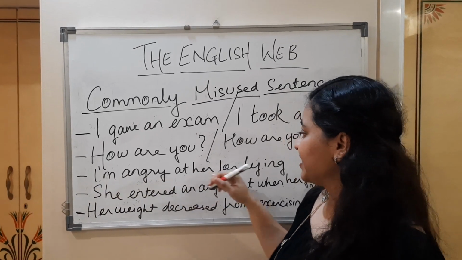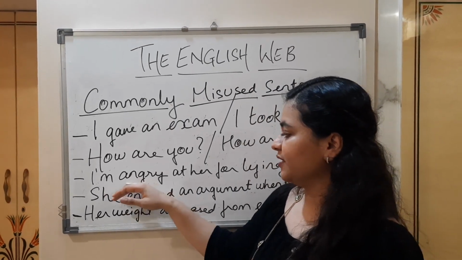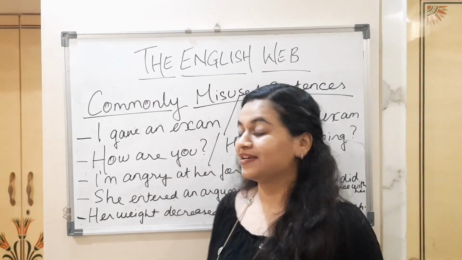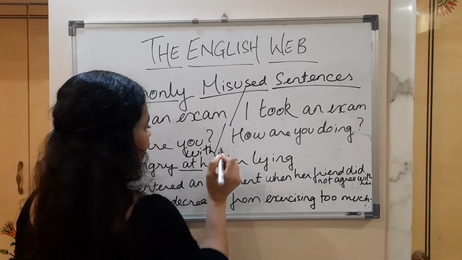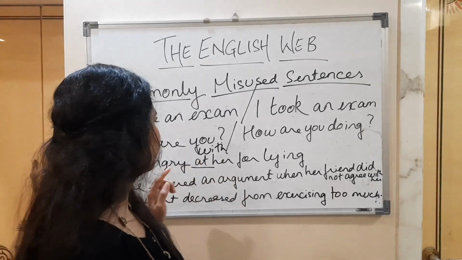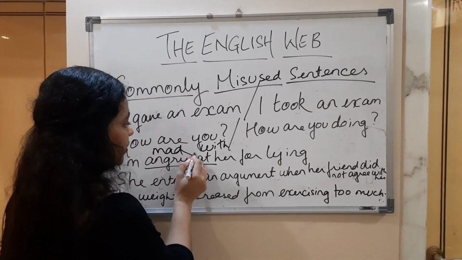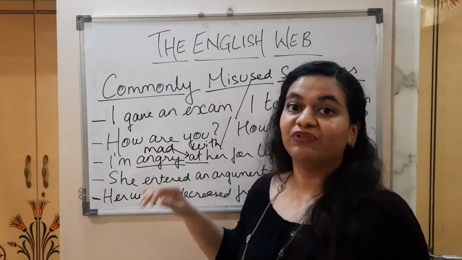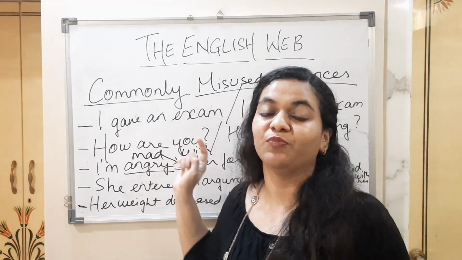I am angry at her for lying. Now, the reason why I have used this is because we commonly use the preposition at after angry, which is incorrect. The actual word that you must use is with. So you are angry, I'm angry with her for lying. Alternatively, when you're using the word mad, that is when you use the word at. So if you're using at, make sure you use the word mad. And if you're using angry, you must use with. So there is a difference, so make sure you use the right preposition.